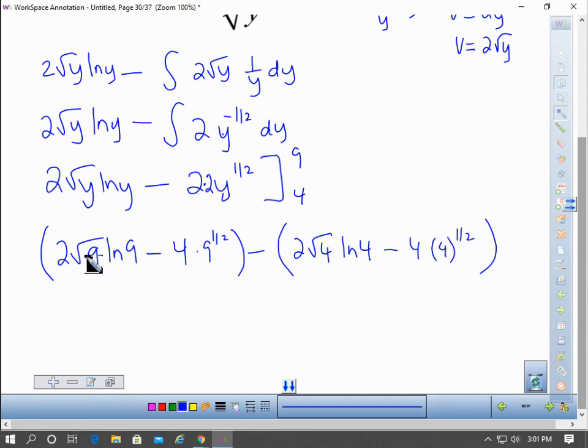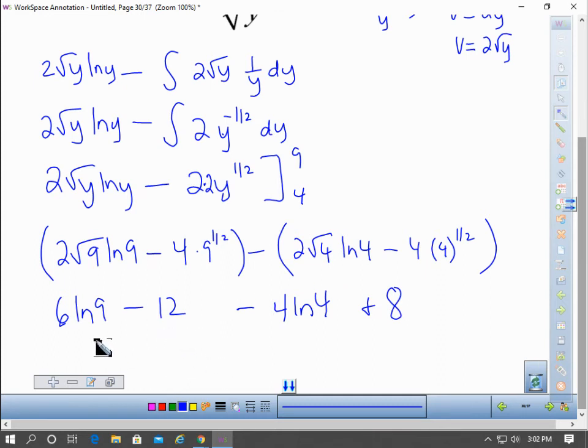So this is going to give me 6 ln of 9, which is probably about as far as I'm going to take that. And then the square root of 9 is 3 times 4. That'll be minus 12. And then here we're going to have 2 times 2 is 4. So 4 ln of 4, and that'll be subtracted. And then here, square root of 4 is 2. 2 times 4 is 8, so that's a minus 8, but we're subtracting a minus 8, so we're adding 8.